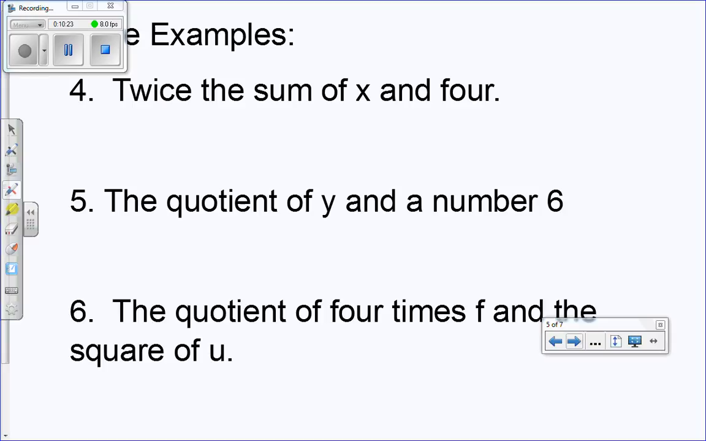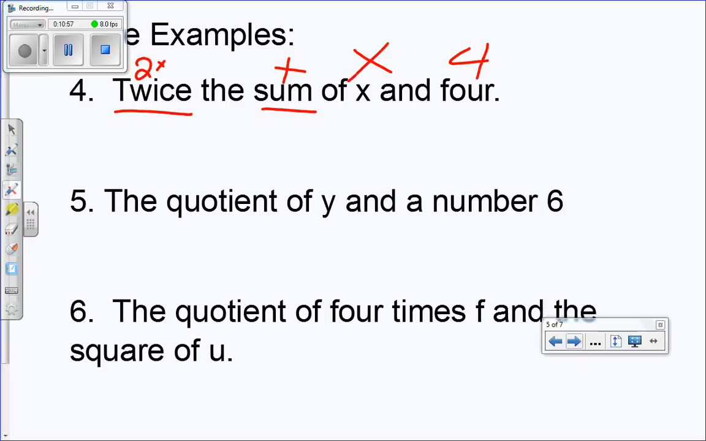All right, so let's do some more examples, okay? These are going to have a little bit more to them. So I see twice the sum of x and 4. Twice, keyword. Sum, keyword. Okay, twice is 2 times. So for right now, I'm just going to put 2 and a little multiplication symbol for thinking purposes. When I write out my final answer, of course, we're not going to have that little X there, but we'll deal with that then. Sum is telling me to add. What am I adding? I'm adding x and 4.